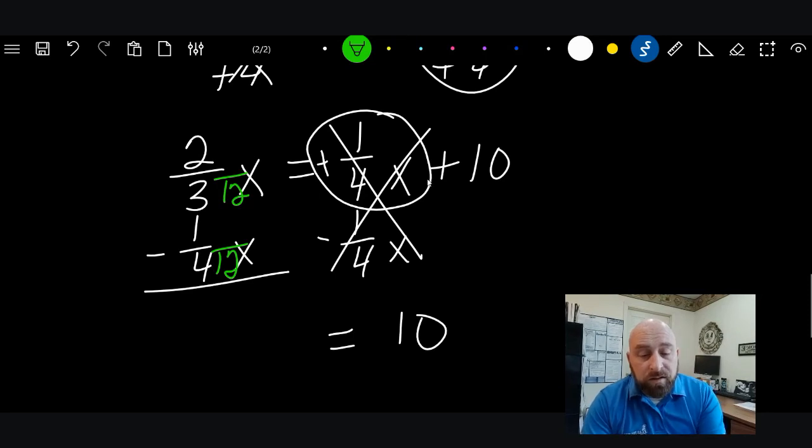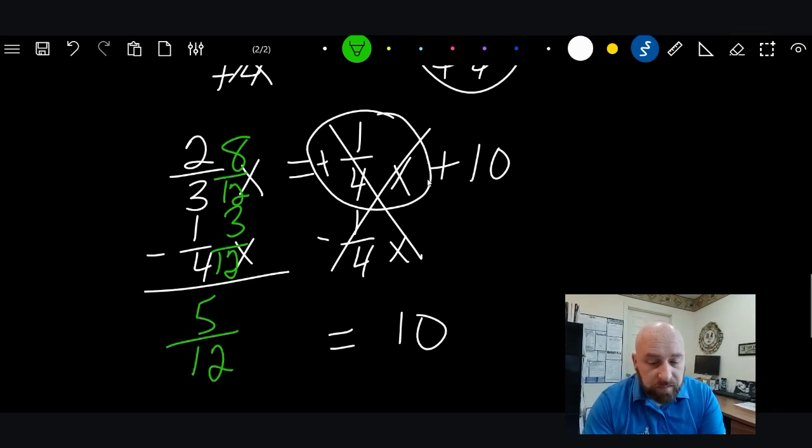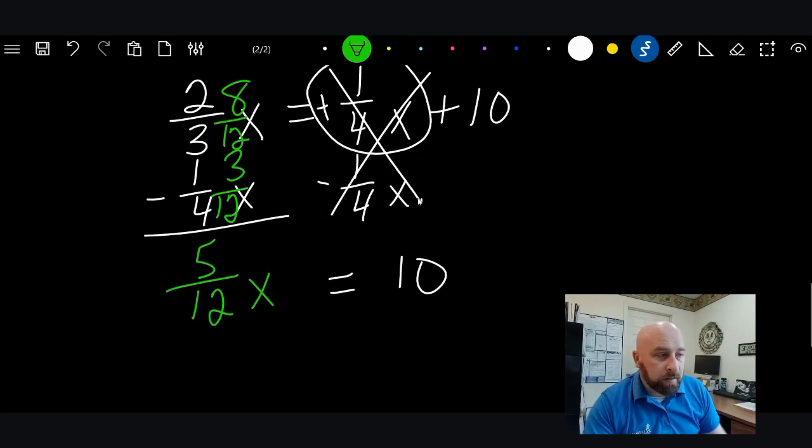And so this is going to be 3 times 4 equals 12. So 2 times 4 is 8. So 8/12 is our new one there. And then here, 4 times 3, so 1 times 3. So now we can say 8 minus 3 is 5/12 x. 5/12 x. Okay, so we've done our subtraction.